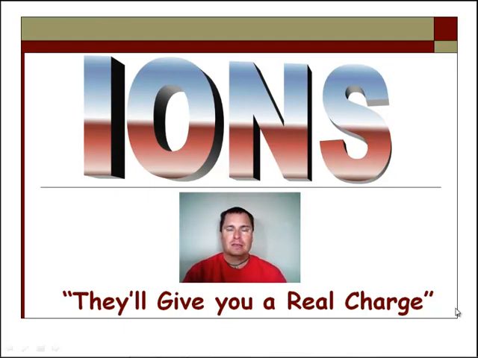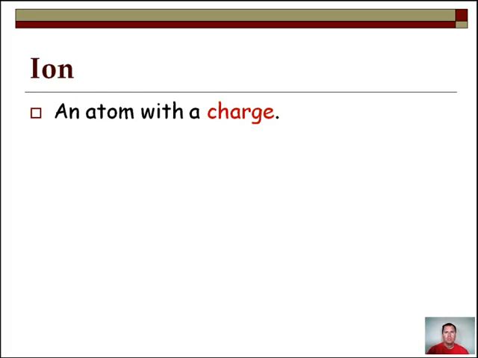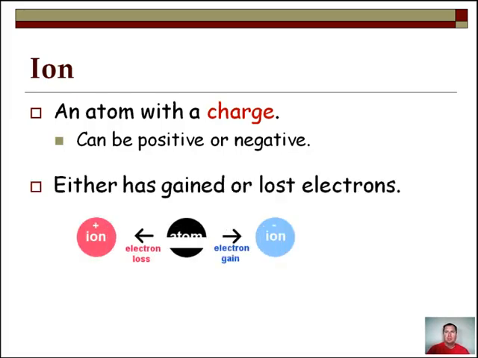So let's go ahead and get started talking about ions. An ion, as we talked about earlier when we talked about atomic structure, is simply an atom with a charge. It can be either a positive or negative charge. Remember, it gets that charge by either gaining or losing electrons, not protons. We can't change the number of protons because that changes the identity of the element, but we can change the number of electrons. If we gain electrons, we become a negative ion. If we lose electrons, we become a positive ion.